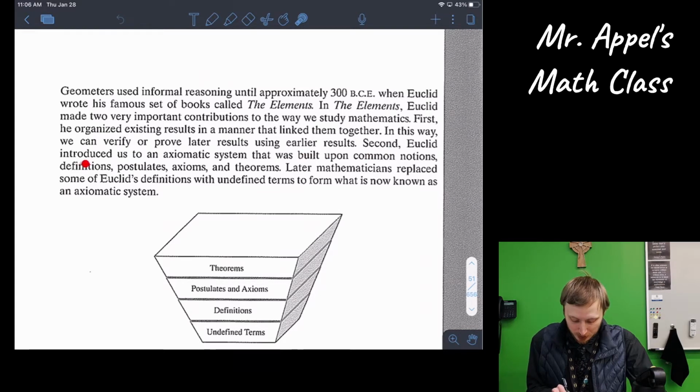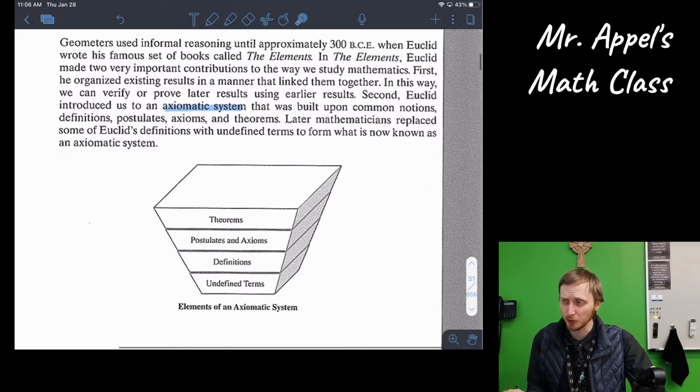Second, Euclid introduced us to an axiomatic system. It was built upon common notions, definitions, postulates, axioms, and theorems. Later, mathematicians replaced some of Euclid's definitions with undefined terms to form what is now known as an axiomatic system.